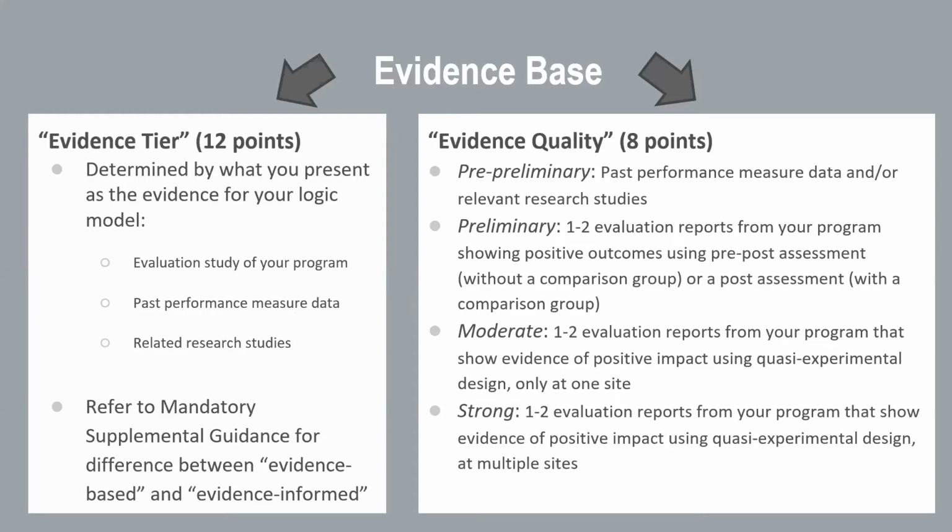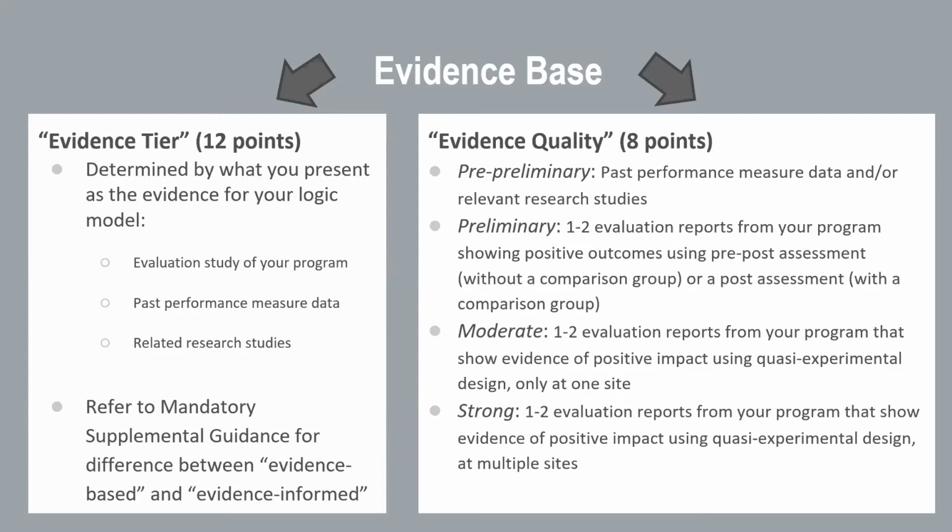Okay, so the quality of evidence. When they say quality, they basically mean how much of what kind and what is it specific to. So these are the tiers. There are 4 tiers. The first tier is pre-preliminary, which means that your evidence base consists of either past performance measure data and/or research studies from programs that are similar to yours, not of yours, but that are similar to yours.